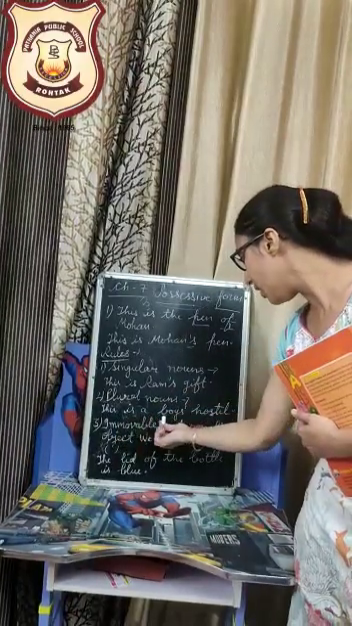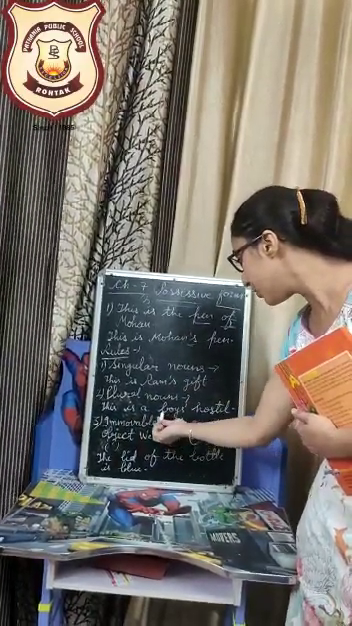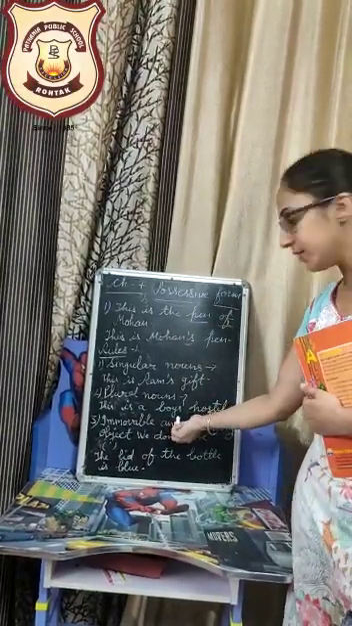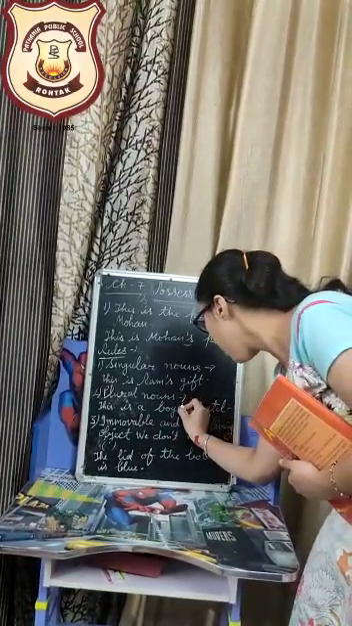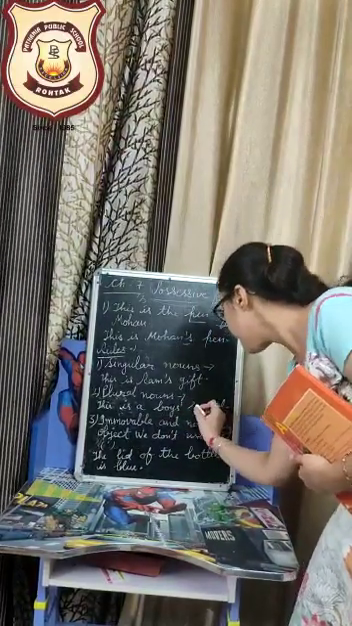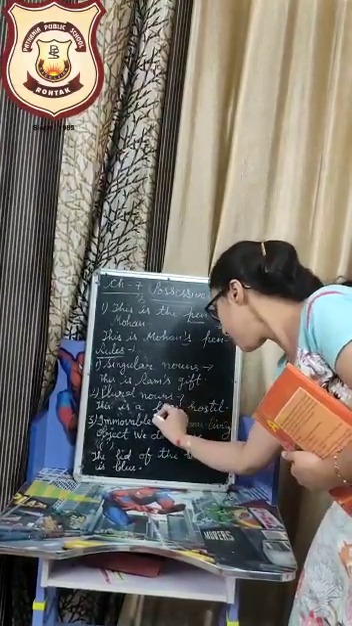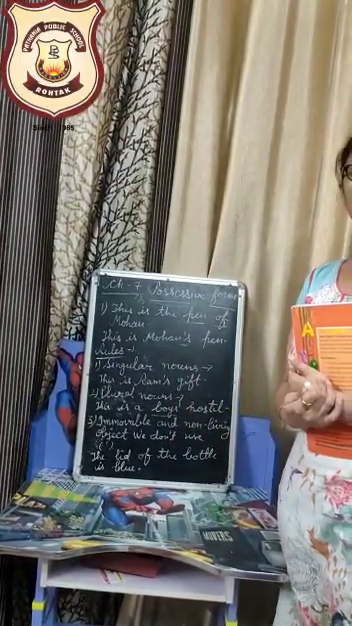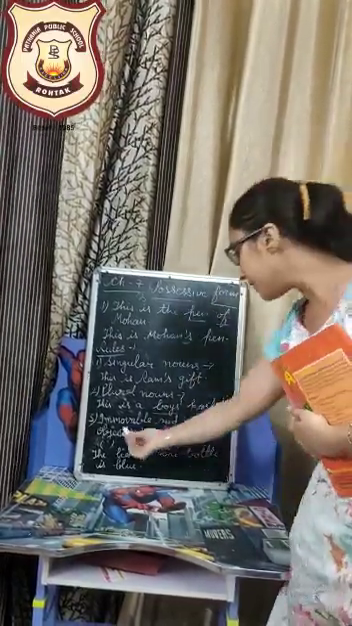For example, this is a boys' hostel. Boys is a plural noun, right? Singular form is boy and plural form is boys. And after boys, we are putting a comma here, hostel. Clear beta? So, with a plural noun, we add a comma after the plural noun.